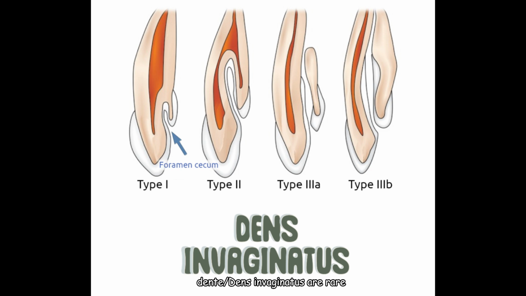Dens invaginatus, a rare dental anomaly where the enamel folds inward, creating a tooth within a tooth. This condition increases the risk of dental caries, cavities, and infections, as bacteria can easily enter the invagination. It's most commonly seen in maxillary lateral incisors.